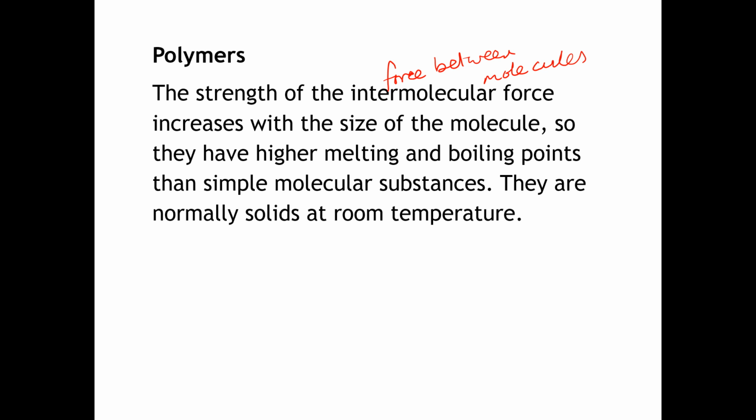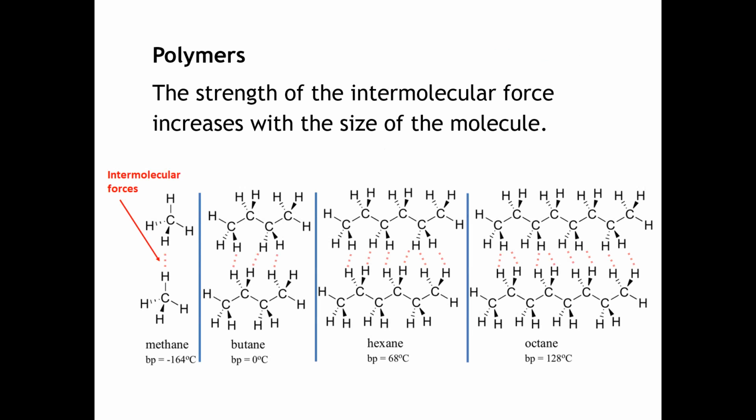Okay, let's unpack this a little bit. That's a statement. Let's have a look at why. On the left-hand side, we have methane. This is a slightly different way of showing the structure, but hopefully you can see it is still CH4. Now, the boiling point of methane is very, very low. It boils at minus 164 degrees Celsius. And there are very weak intermolecular forces shown by these red dots.